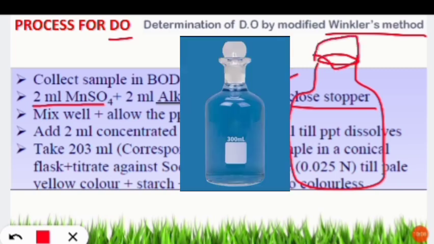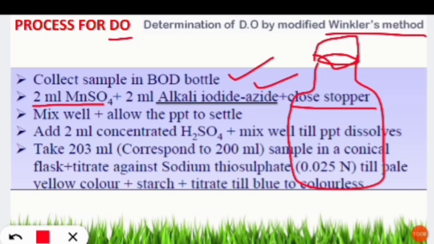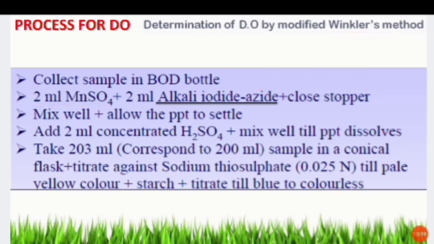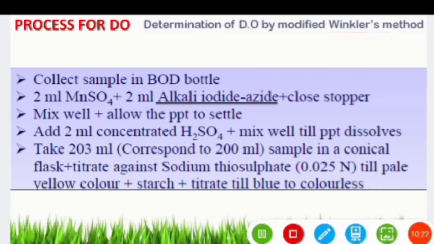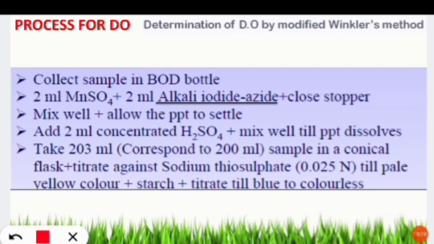So what is this alkali iodide azide? This is not a single chemical. It can be made with the reaction of different chemicals. That means different alkali and iodide solutions. I will give you an example that two kinds of alkali iodide solution can be made.